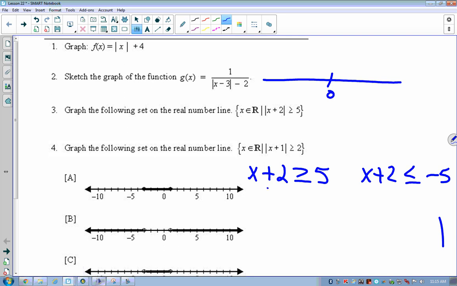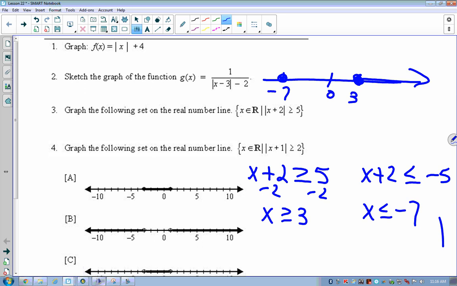Okay? So as I subtract 2, I get x is greater than or equal to 3. Over here, subtract 2, x is less than or equal to negative 7. So negative 7, 3. They're closed circles on both. X is greater than 3, so I get an arrow going this way. X is less than negative 7, I get an arrow going that way. That's how I graph that on a number line.